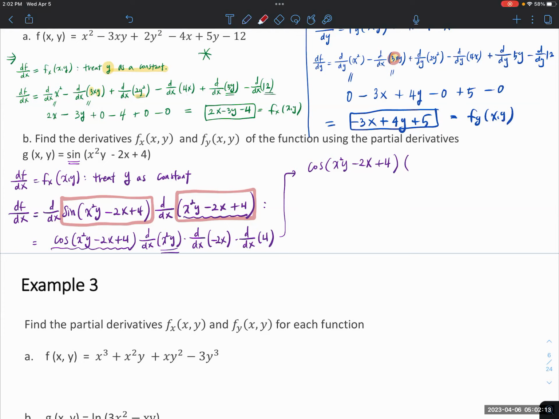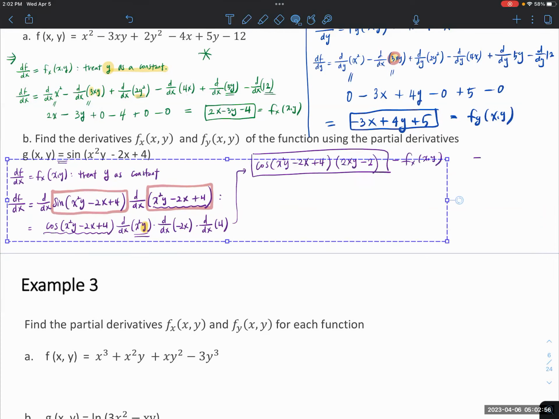y is a constant, right? y is a constant, so I don't care. But we need to differentiate the x squared. So 2xy remaining. And then this is minus 2, and that is going to be 0, right? So basically, that's the answer. This is going to be f_x(x, y). Are you following? So just be careful. This is a constant, and you still take the derivative 2x, and then you multiply by whatever the constant. So that's why 2xy remaining. So that's the first answer.